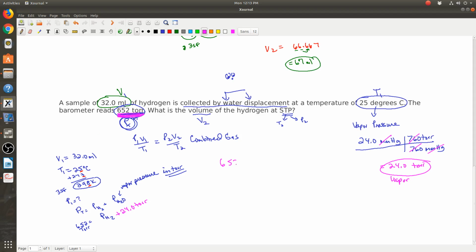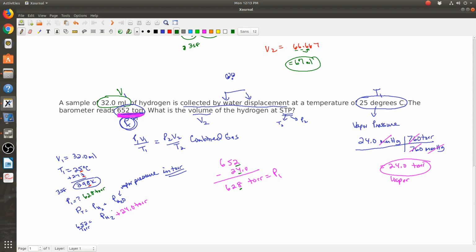So then you take 652 minus 24 to give me, I think it's 628. Let's see, 652 minus 24 is, yeah, 628. 628 torr. This is P1. The significant figures have to end in the ones place because of that. So that's P1. Your P1 was 628 torr.